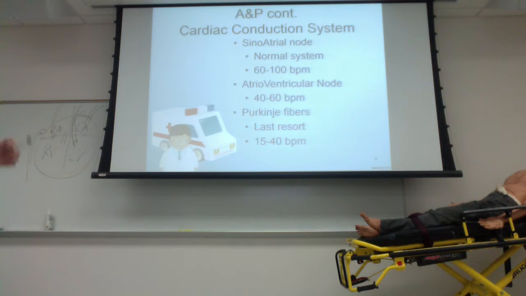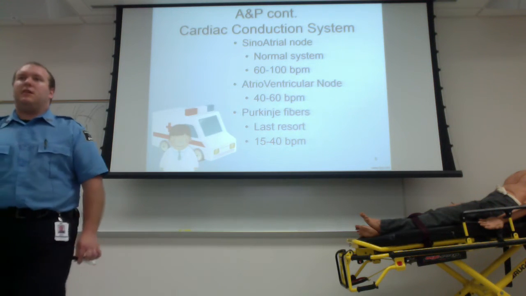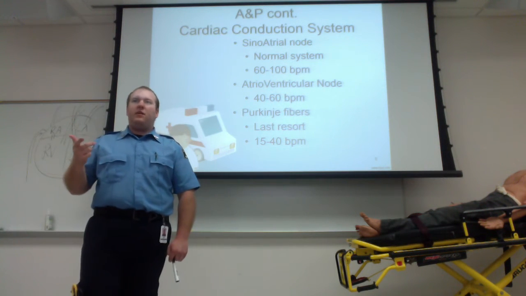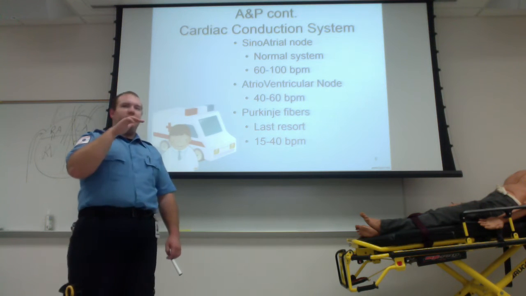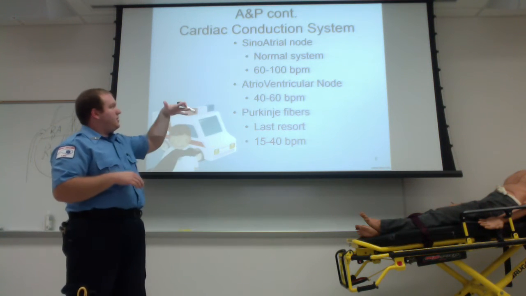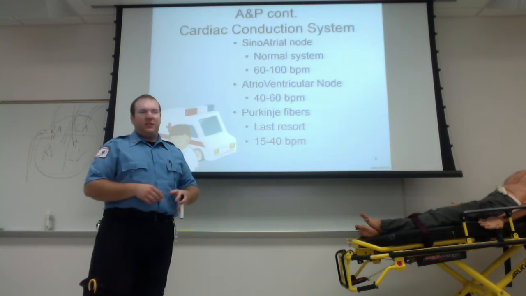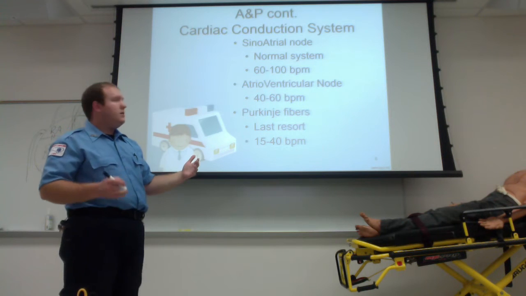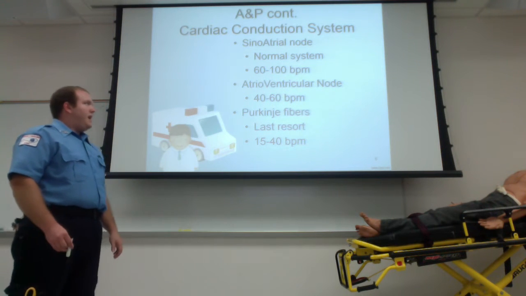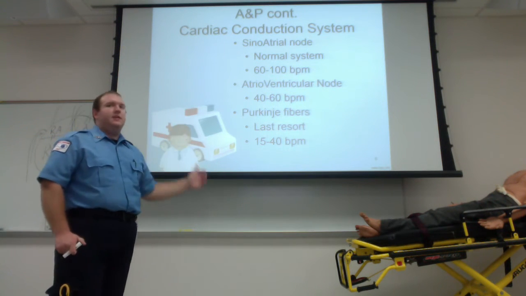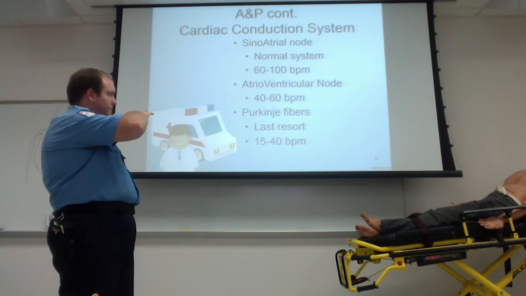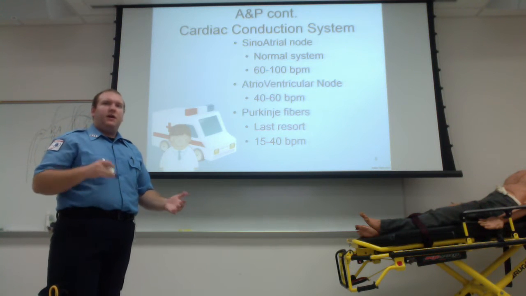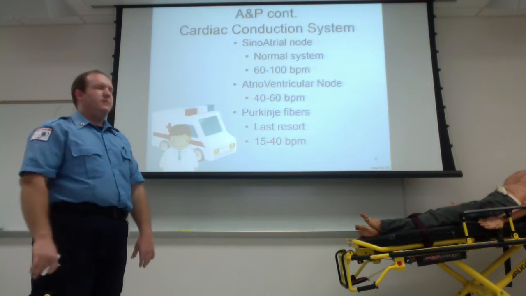Next one: if for some reason your SA node fails, you can then back out to the atrioventricular node, and your AV node is right there in the middle. As it says there, it's the atria and the ventricular. The next picture actually shows you where they're all placed. Its normal rate, if it's working properly, is 40 to 60 beats a minute. That's just the first level of backup to the SA node. You're still living, you're still working okay, but your body's starting to not be happy. It's starting to get a little bit agitated.